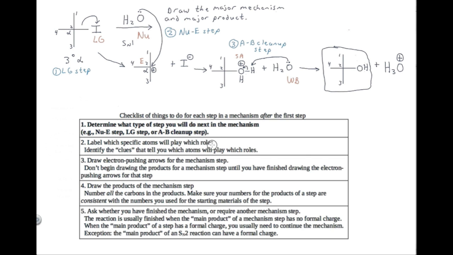Of course, we carried out these other steps like labeling the roles that atoms would play, such as strong acid and weak base here, or nucleophile, electrophile, and leaving group. We drew the electron pushing arrows. Then we drew the products after we had drawn the electron pushing arrows. We determined when we were finished by checking to see whether our main product still had a formal charge.